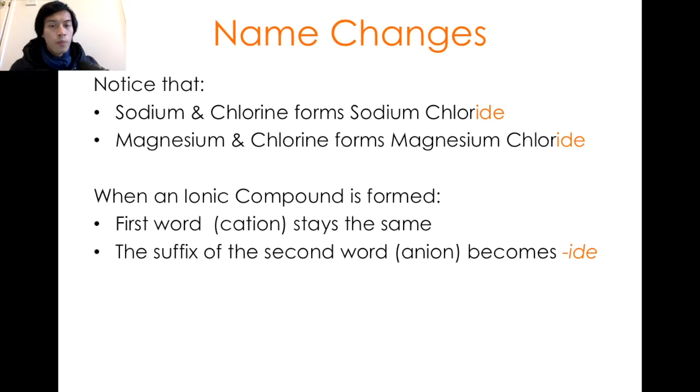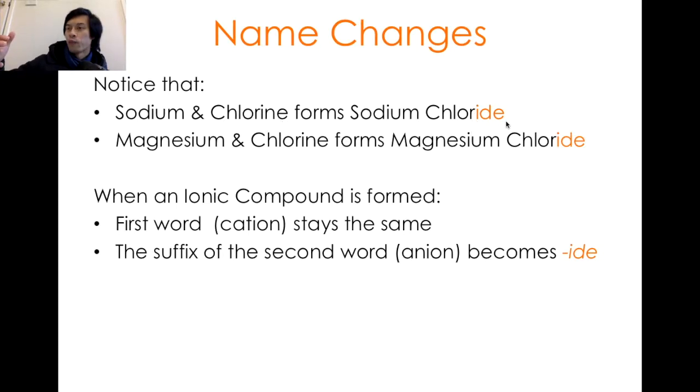When you put atoms together to form compounds, the name naturally always changes. When you put sodium and chlorine together, you don't form sodium chlorine, you form sodium chloride. When you put magnesium and chlorine together, you get magnesium chloride. So when it comes to ionic compounds, the first word, which is the metal, the cation, stays the same. However, the suffix of the second word, the anion, is dropped in favor of an -ide. So instead of chlorine, it becomes chloride.